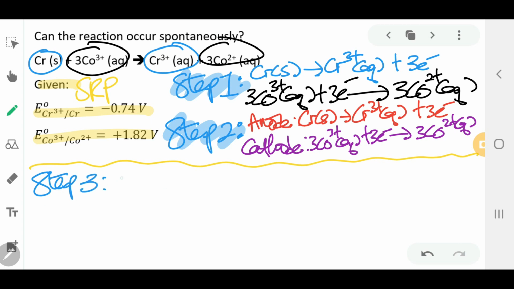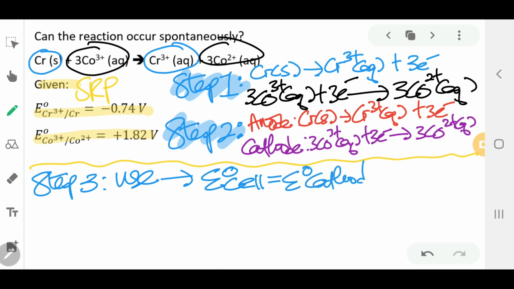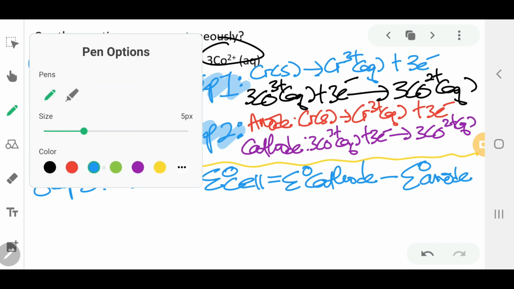In step 3, you are going to be using E naught cell equals E naught cathode minus E naught anode. And right now, your anode is the chromium half cell, which is right there. That is the SRP value, so you're going to plug it in there. And your cathode is going to be your cobalt, so the SRP value is right over here. Okay, so we're going to substitute the values inside.